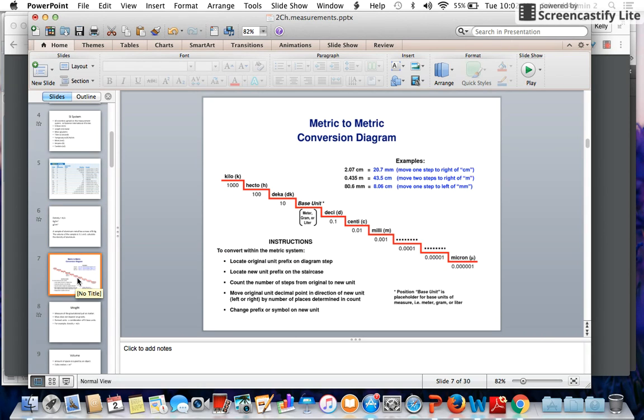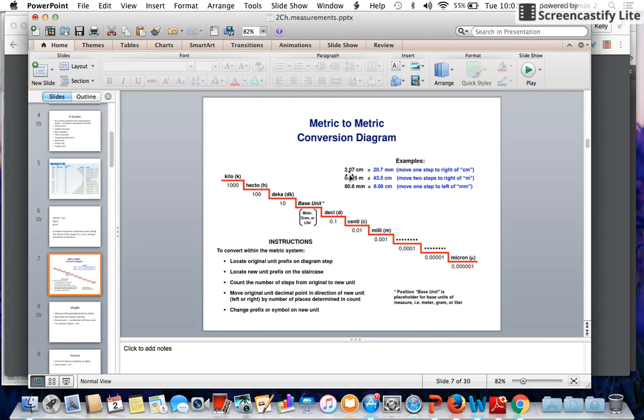All right, here's another metric ladder. And this is good because the ladder can show you as you go up, you're going to get a larger unit. As you go down, you're going to get smaller. So it's a good visual to see which way you're going. So the simplest way to move from metric to metric is just move the decimal. And you learned this in Science 9, I know.